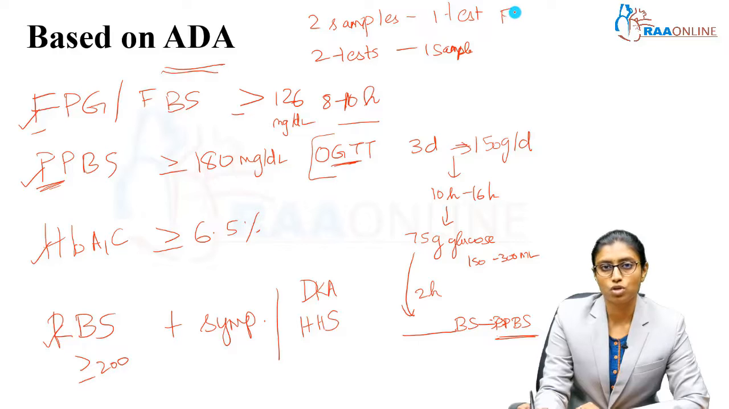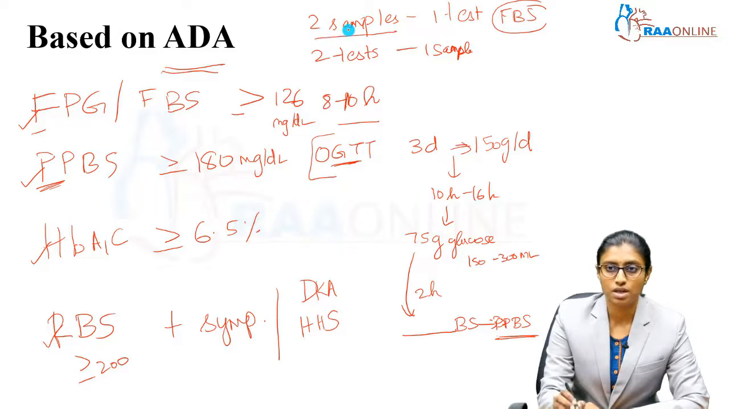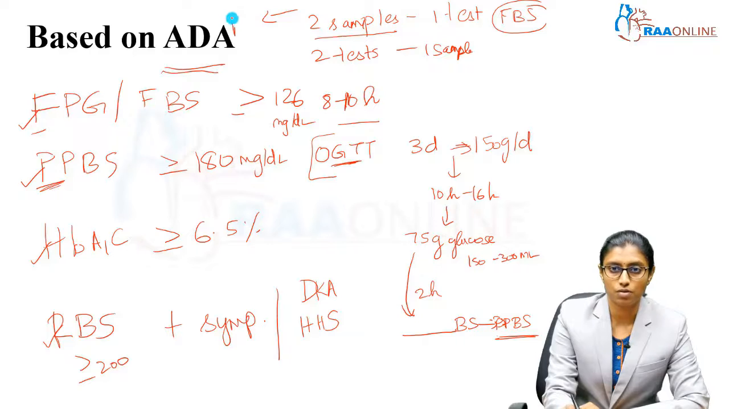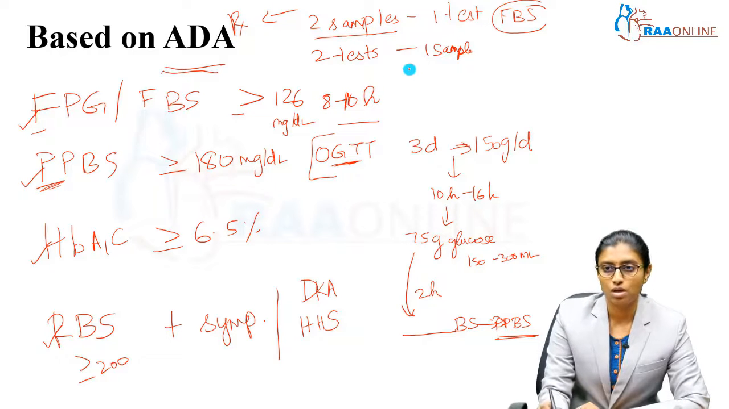That is, if I am going to use fasting blood sugar to diagnose diabetes in this patient, 2 different samples have to be given. That is, today and maybe tomorrow, I have to take 2 different samples and then start treatment for diabetes mellitus. Or 1 sample, that is, the patient is telling you, "I have come today for my test, I want to get all my evaluation done today." You will do 2 different tests of these 4 tests.